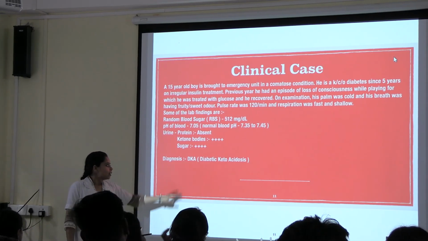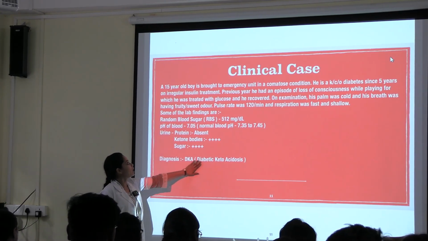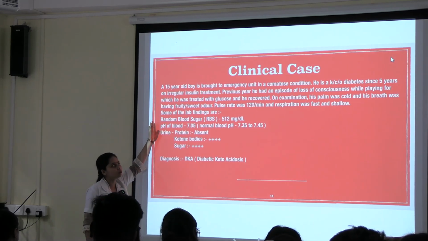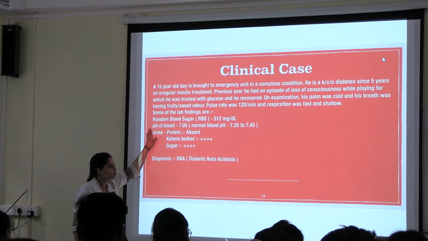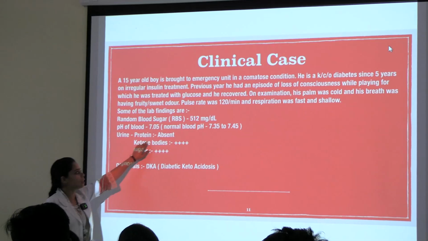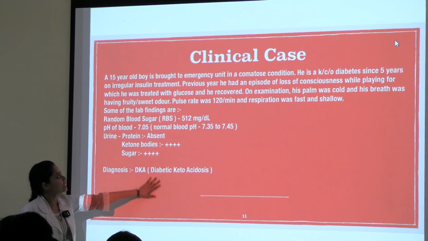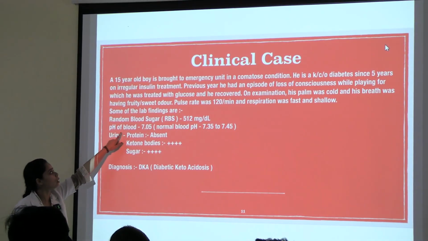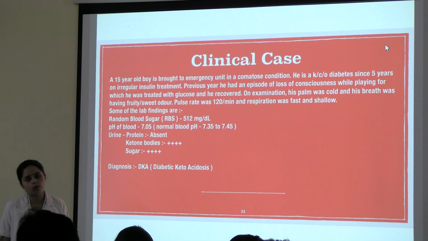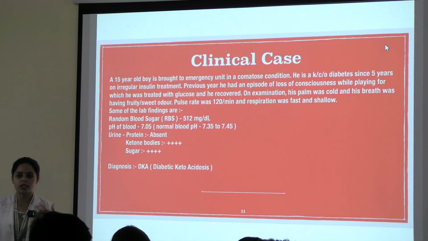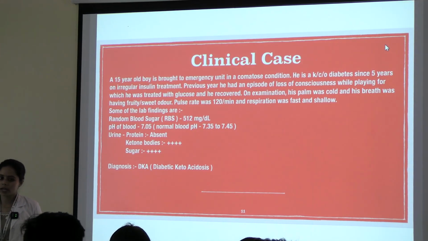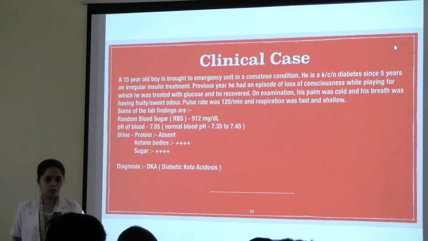Exactly. Diabetic ketoacidosis. Diabetic because his sugar is more, 512. Ketone bodies are what? 4 plus. Acidosis because the pH of the blood is 7.05. That's why acidosis. So diabetic ketoacidosis. Okay?